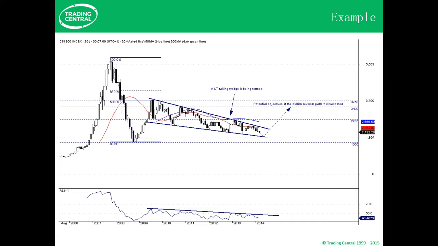Let's see an example. This is the China index, and you can see that previously it was in a downtrend, and a long-term falling range was formed here and tested a few times. As we all know, this year the China market was very bullish in the first half of the year, after breaking out of this falling range.